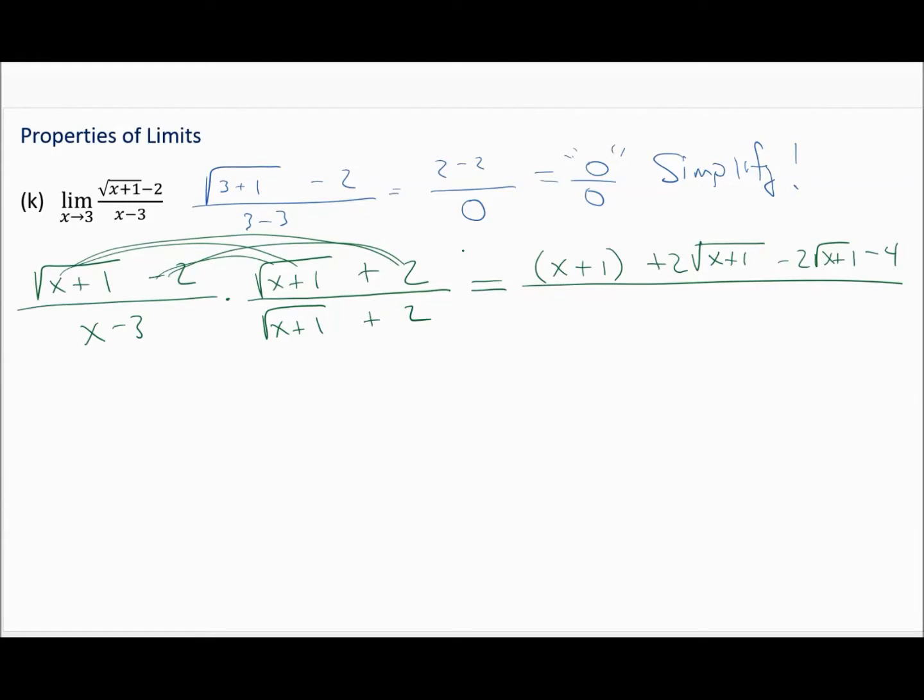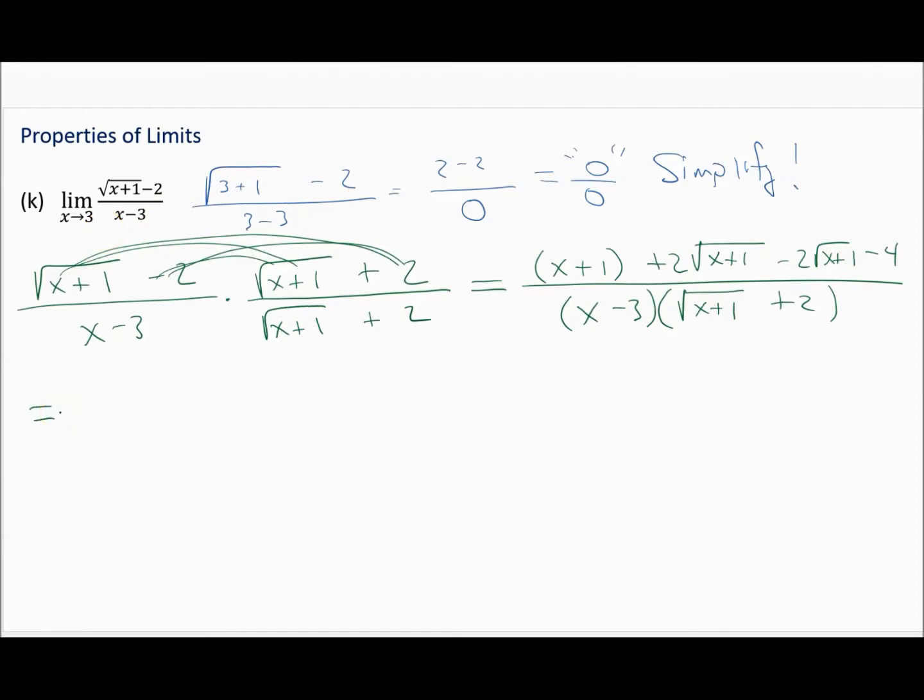Now in the denominator, I don't want to FOIL that right now. I'm going to keep it just factored for the moment. x minus 3 times the square root of x plus 1 plus 2. For some reason later I need to multiply that out, I can, but remember what my goal is? My goal is to get this x minus 3 to cancel out, so I don't want to multiply that out right now. I keep going.